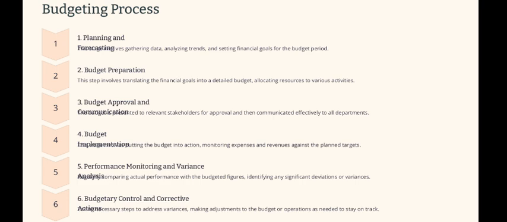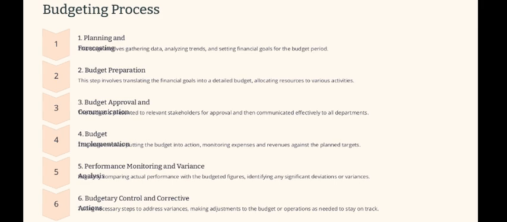Performance monitoring and variance analysis. In budgetary control, we compare actual performance with the budgeted figures, meaning they check their standards against actual performance, to find out whether the budget deviates or runs smoothly, identifying any significant deviations or variances. The government tries to locate variances if they occur.